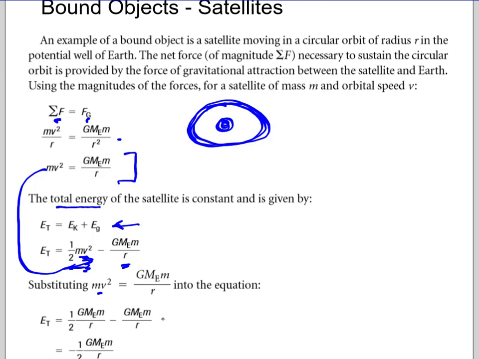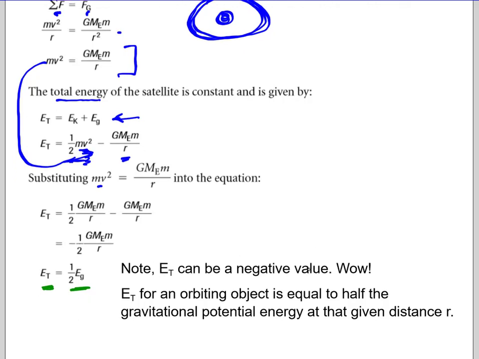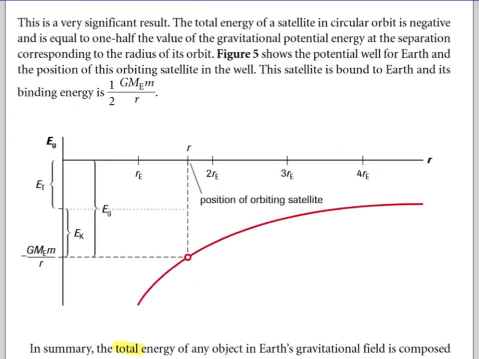And so what you see is we can actually replace the mv squared with the gravitational relationship. And what do you know? We actually have like terms, and they can actually be reduced. So you have 1/2 minus 1, and you end up with this expression that says the total energy to stay in orbit is 1/2 of the gravitational energy at whatever height you've chosen. So ET can be negative. That means your total on your graph right here, here's your Eg graph, your total can come in somewhere down here on the negative side. It doesn't have to be 0. So ET for an orbiting object is equal to half the gravitational potential energy at that given distance r from the main object.